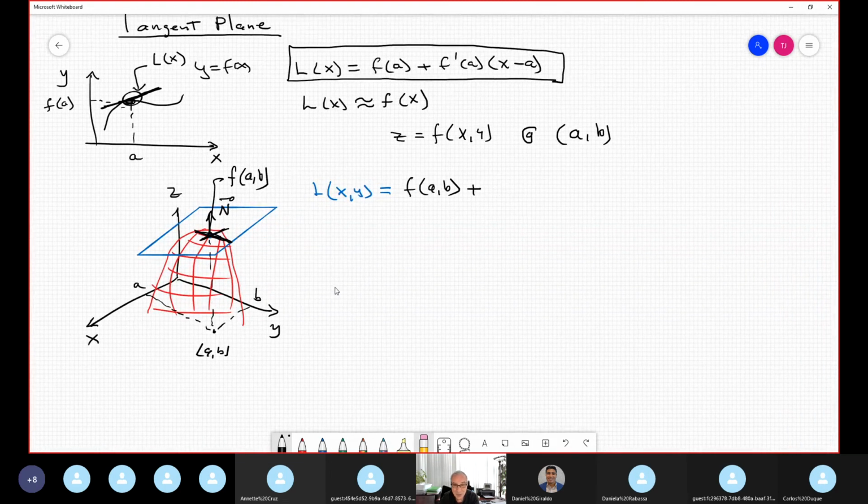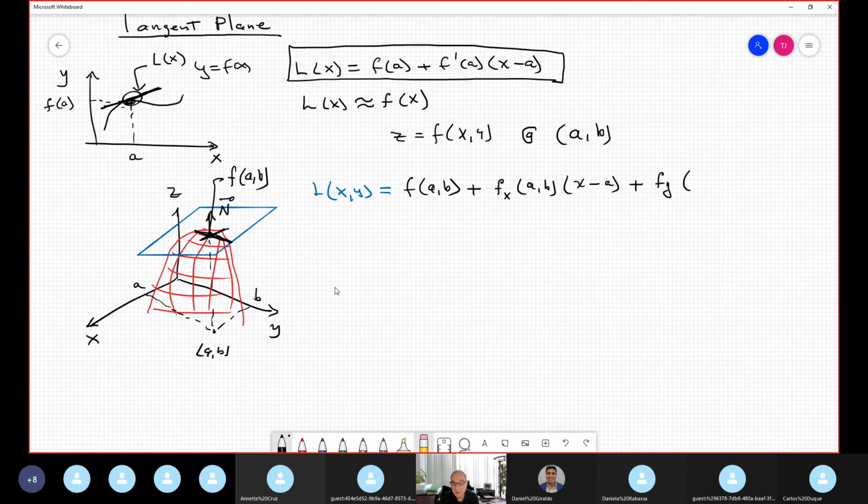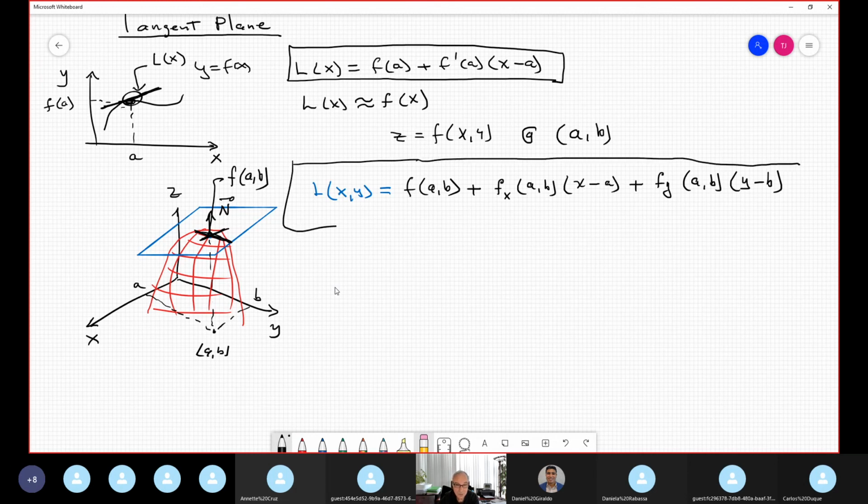Look at the equation. You have the partial derivative of the function with respect to x, evaluated at the point a, b, times x minus a, plus the partial derivative with respect to y, evaluated at the point a, b, times y minus b. End of story. This is the plane that represents the linear approximation in 3D. Let's do one more example, and that's it for today.